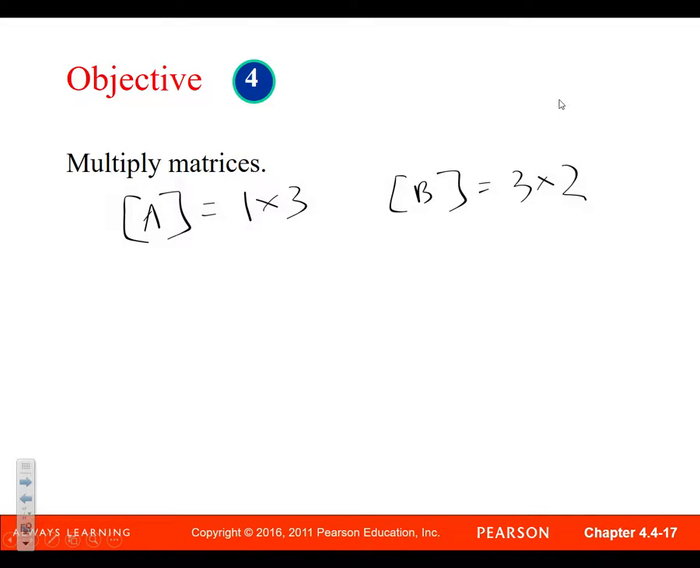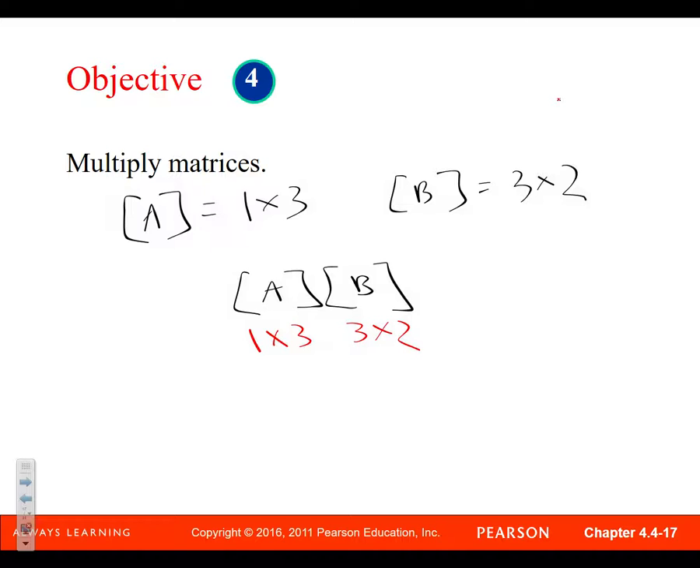Let's go back to this real quick, okay? I'm explaining the whole idea of the inside. They're asking me to multiply matrix A by matrix B, and yes, that means multiply, right? No symbol between them. What are the dimensions of A? It's a 1 by 3. And what are the dimensions of B? 3 by 2.